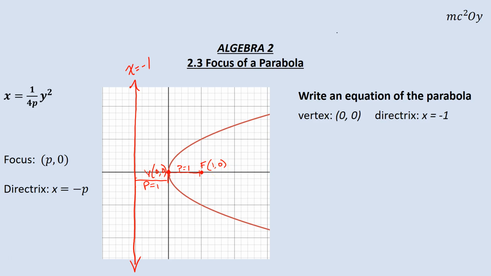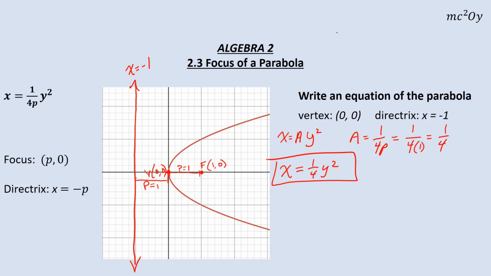Okay. All right. So if I want to actually write this equation, this is not going to be an x equals or a y equals, but it's going to be x equals a y squared. And a, once again, is equal to 1/4p, which is 1/4 times 1. P is 1. That's 1/4. So since that's an x equals form, x equals 1/4 y squared.